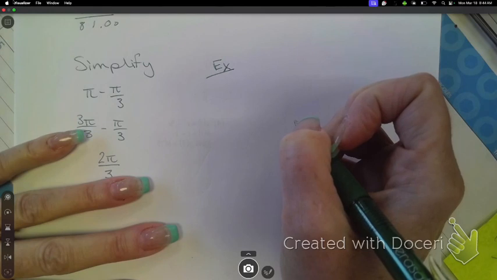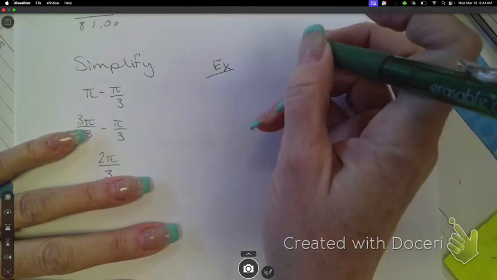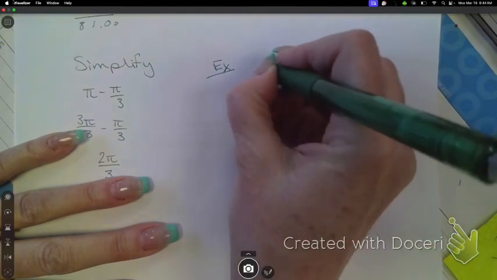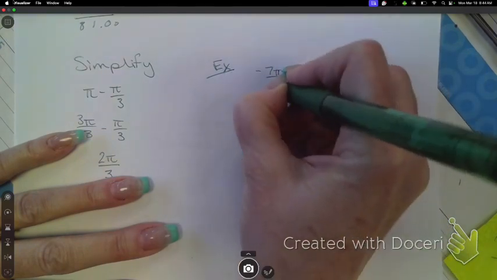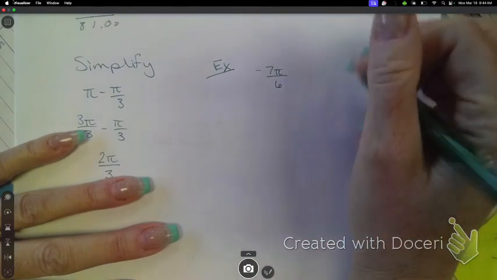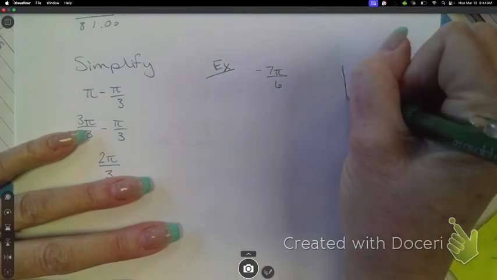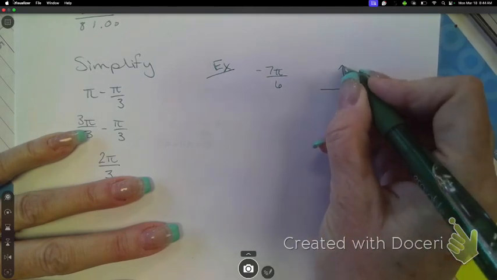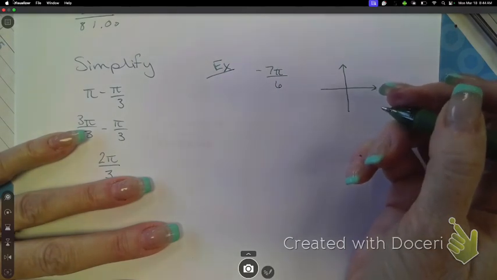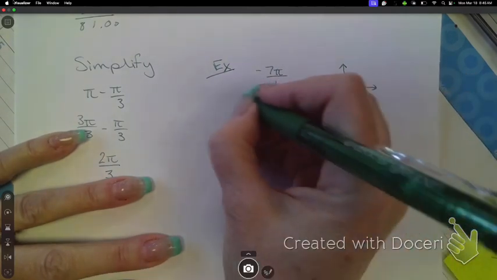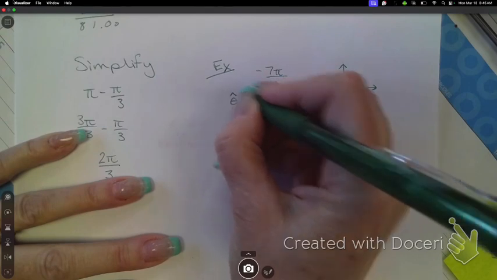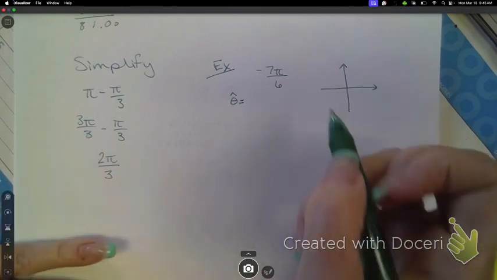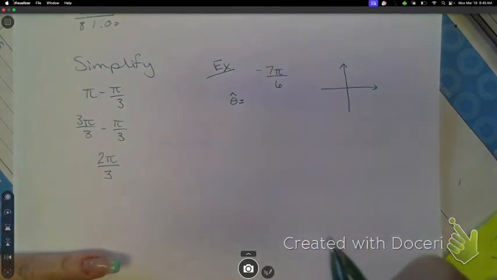Okay, I gave you all odds, right? Not evens, sorry. So negative 7 pi over 6. We're supposed to draw it, convert it, and give the reference angle. I'm going to tell you I do my reference angle first. Just because. Remember theta with the party hat? In radians, your reference angle is right there.